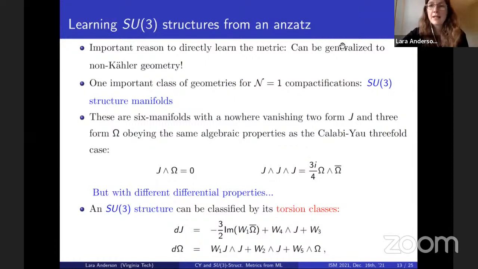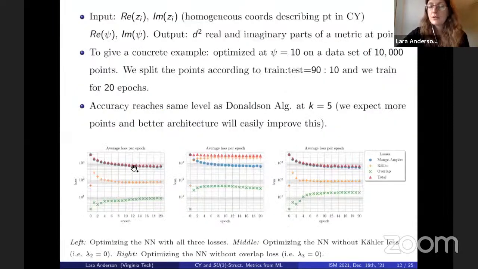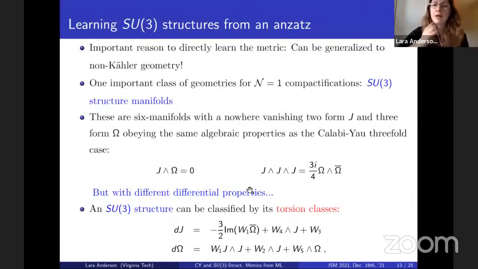So the basic idea is already highlighted here. The fact that we can turn various effects on and off in our direct learning of the metric means that you can try to engineer a loss function for a metric that isn't Kähler. You can drop the Kählerity condition and impose a necessary condition for a slightly different geometric object. So the idea here is for SU3 structure manifolds, these are more general solutions for n equals 1 compactifications of string theory. In heterotic, for example, you can prove that this is the most general solution to the Strominger system.